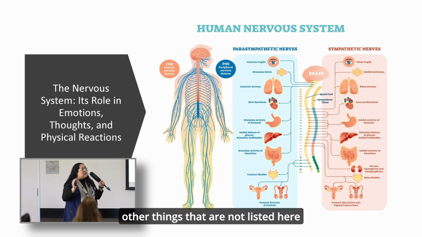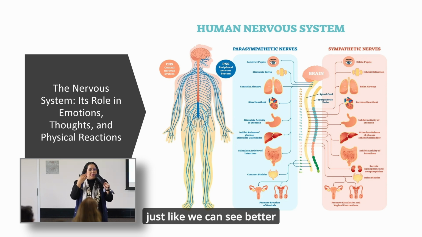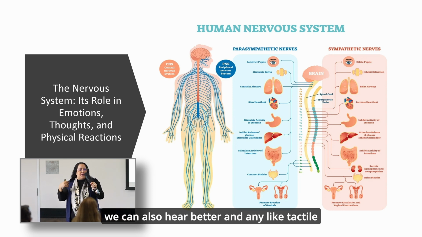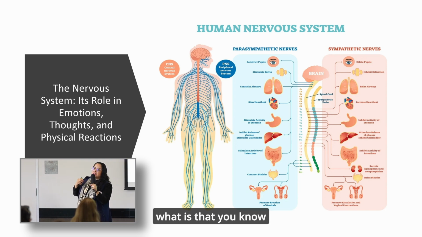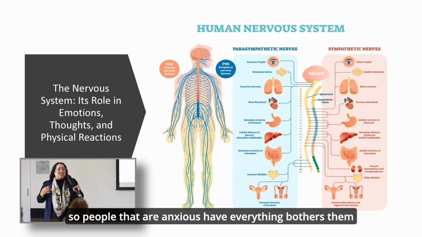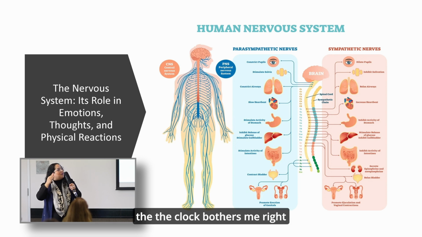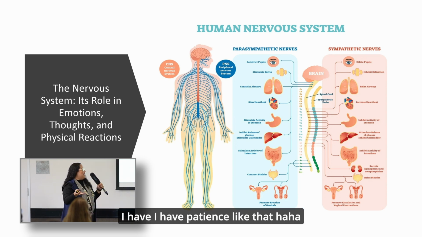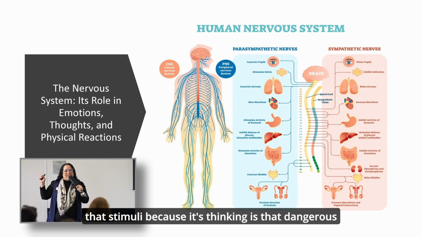And other things happen that are not listed here. For example, our senses become more acute, just like we can see better, we can also hear better. And any tactile response or stimuli is going to be more intense as well, okay? So it's like we hear a noise in the alley and we're like, what is that, or a leaf falls on us and, oh, what is this. People that are anxious, everything bothers them, right? Like, that noise, the clock bothers me. I have patients like that. It's true, because your brain is more in tune to those stimuli because it's thinking, is that dangerous?